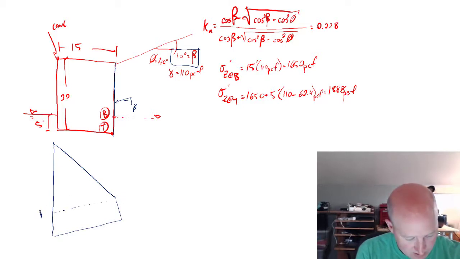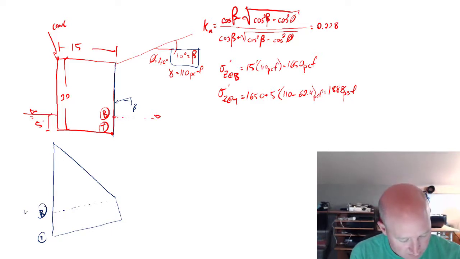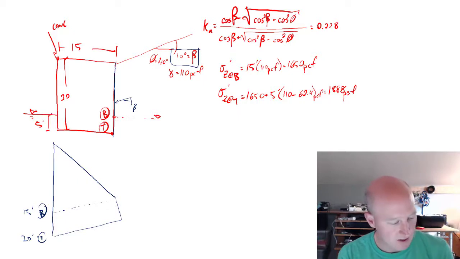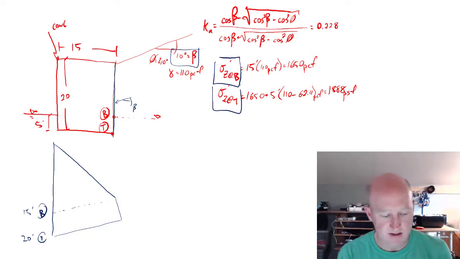So this is B, this is T, or 15 feet and 20 feet. So we'll take our stresses that we calculated above, and we will multiply them by Ka to get the stress here and here, if we're interested in that.